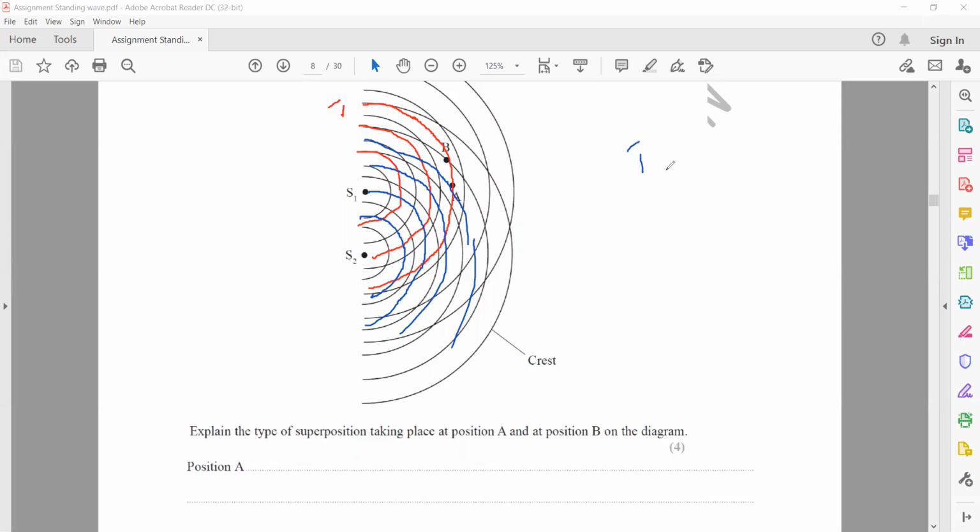So when trough joins with trough, which kind of interference will we have? We'll have a constructive interference at A. But at B, what is happening? The trough of source 1 is joining with the crest. So they are in anti-phase. So which type of interference will be there? At B, it will be a destructive interference. Is the idea clear?